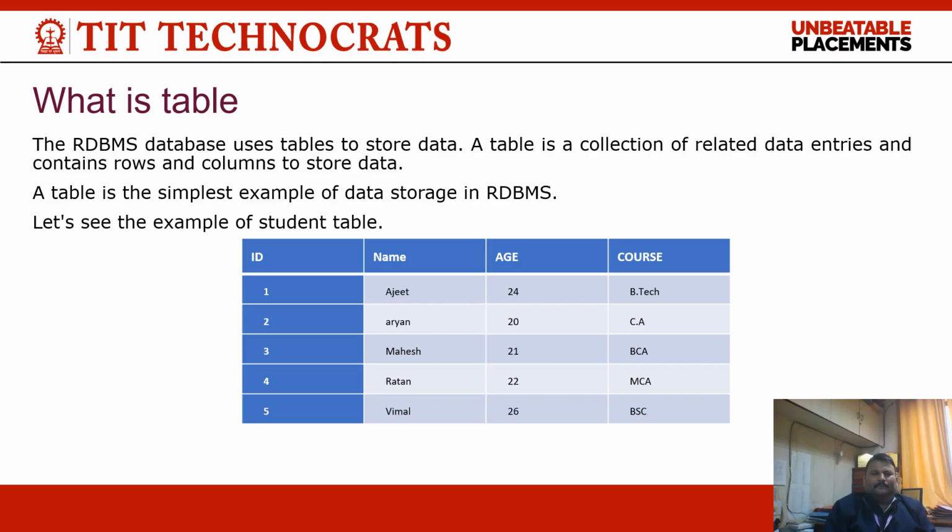Let's see the example of a student table. Here the table name is students. While creating a table, first we need to describe the table name. You can see here the table name is students. Here there are four columns: ID, name, age, and course. The column part is also known as attributes and fields, and here a row describes an entity or tuple.